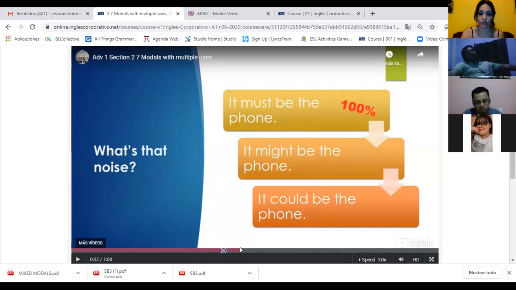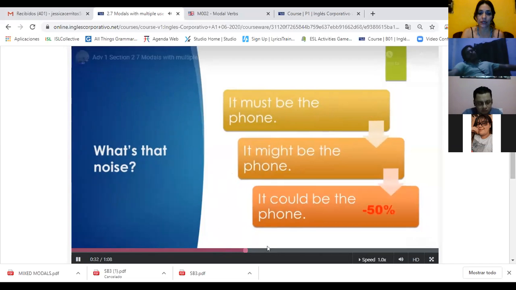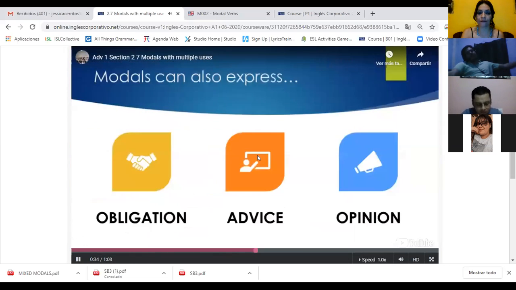Then I just wanted to show you this. Modals can also express obligation, as we already said, advice and opinion. Always keep that in mind. Here they're only talking about four: certainty, obligation, advice, and opinion. I presented a little bit more in the presentation, but these are the ones we should study. Of course, your job as a student is to dig into more information.